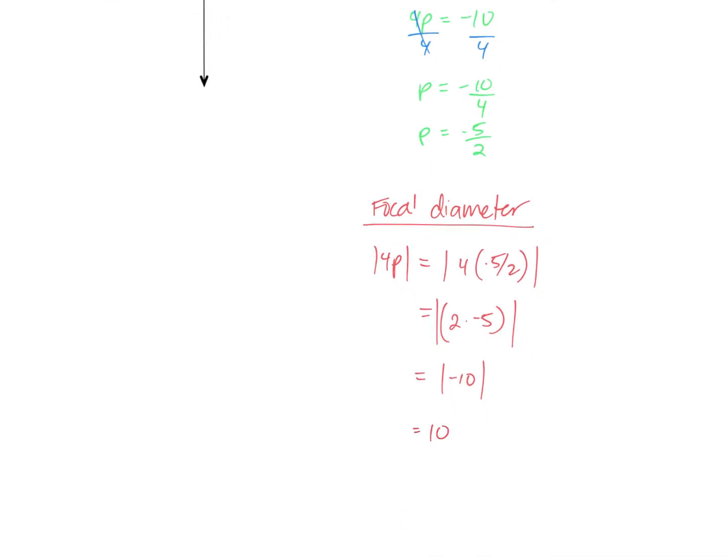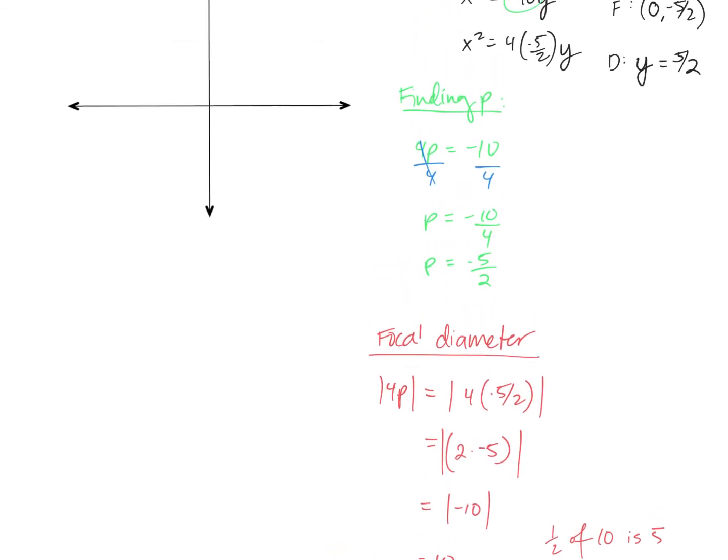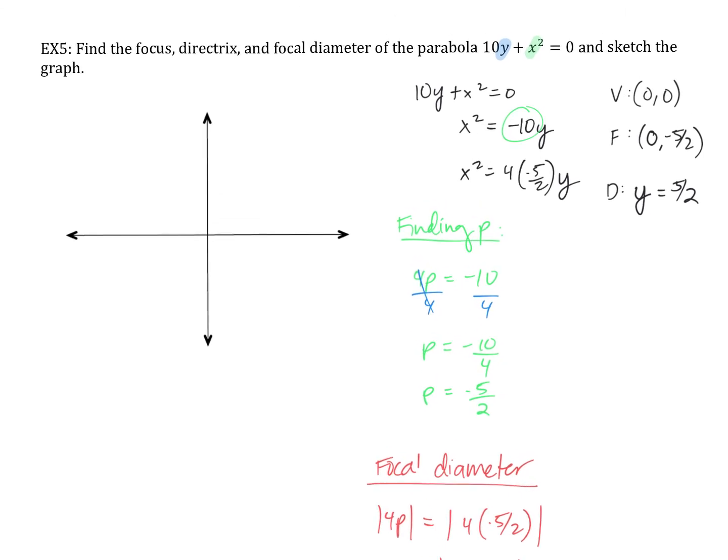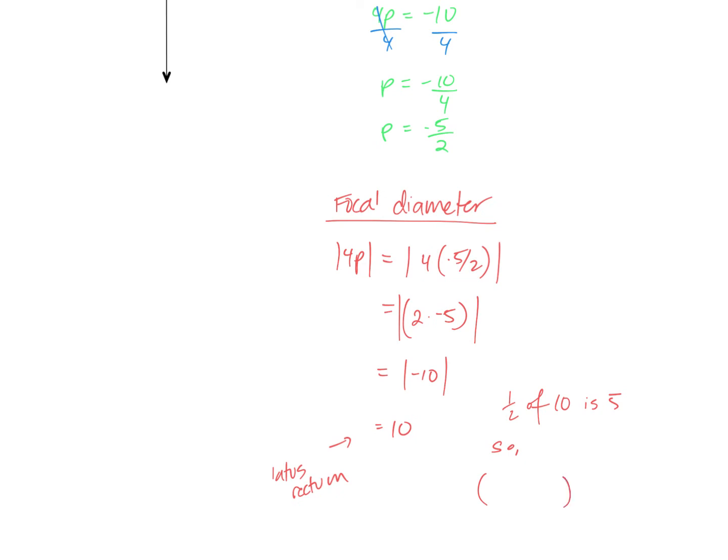Now, real quick, that, once again, is the latus rectum. And we need to find the focal diameter, which is half of that. So, focal diameter, half of 10 is 5. So, our 2 points. Real quick here. For the focal diameter, we're going to be using our focus value for part of the points. So we have the y value is negative 5 over 2. So I know that. Let's go ahead and fill this in. I know my y value should be at negative 5 over 2 for both of these points.